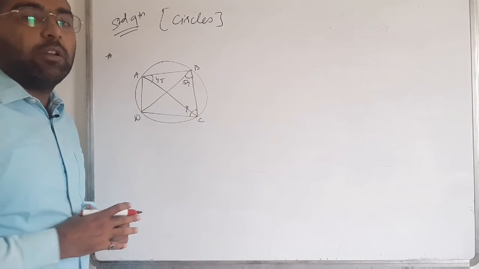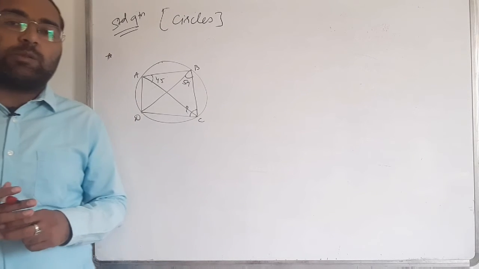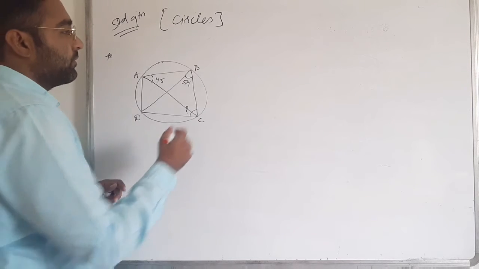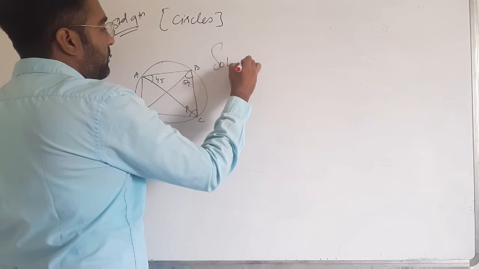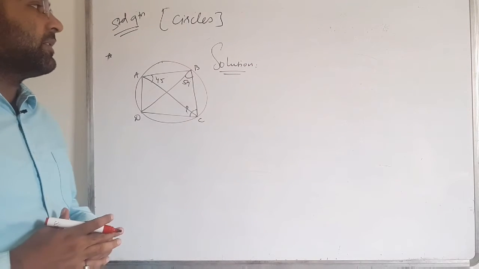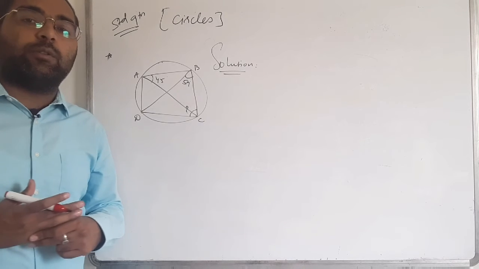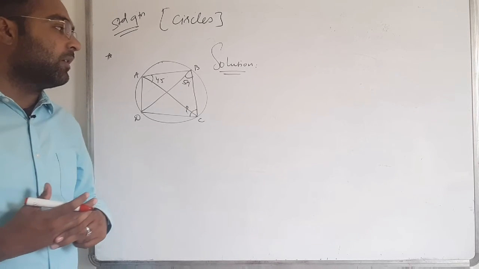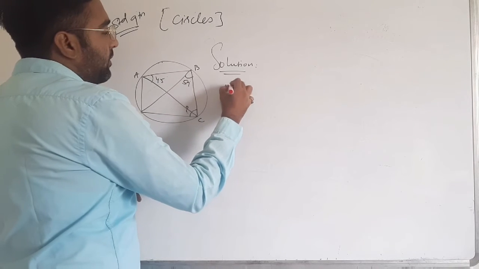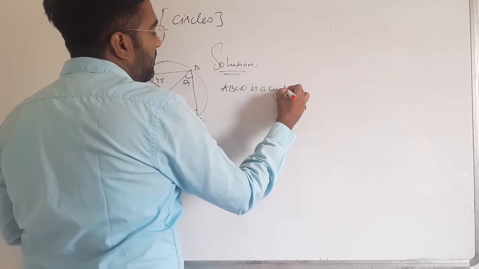This kind of question we have already done in the exercise. Okay, so first of all students, you have to tell me what I can do in this question. Kindly send your answers in the comment section also. Then you can tell me what I'll do in this question. Here we have seen that ABCD is a cyclic quadrilateral.